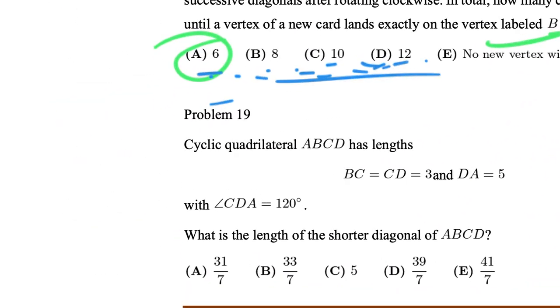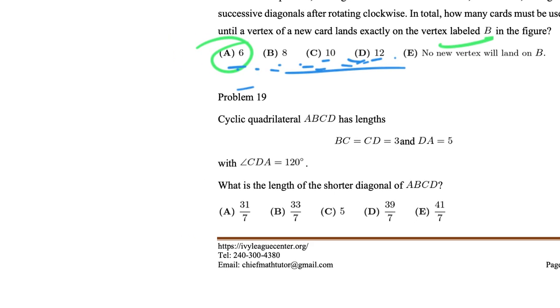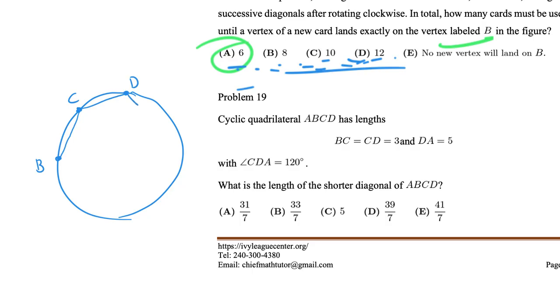All right, a cyclic quadrilateral has these lengths, with angle CDA given. What is the length of the shorter diagonal of ABCD? So first of all, whenever you have cyclic quads, it's nice to first draw a circle. We have BC and CD are equal, and DA is equal to 5. CDA is 120, so this is 120, this is 3, this is 3, this is 5. What is the length of the shorter diagonal?